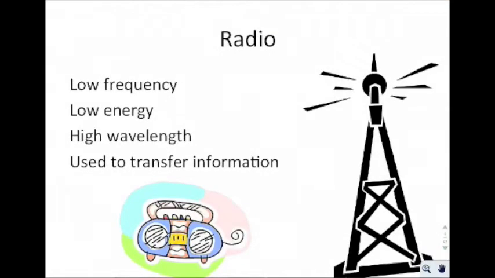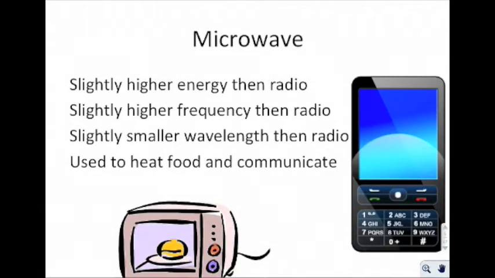The first one is radio. Radio tends to be very low frequency, low energy, high wavelength. So the radio wavelengths tend to be very, very big. They don't have a high frequency. They're used primarily to transfer information between two things. So we think of radio signals. Microwaves are slightly higher in energy, slightly higher frequency, slightly smaller in wavelength. So you see this is the general pattern. Cell phones and microwaves actually operate at microwave frequencies, which makes sense. That's why they're called microwaves.